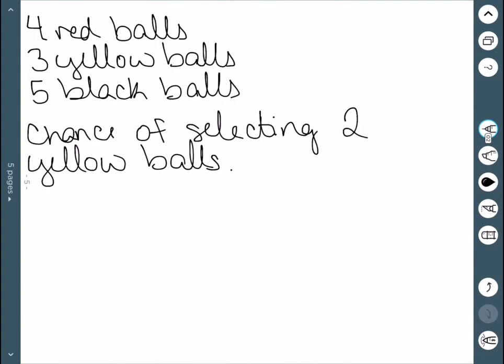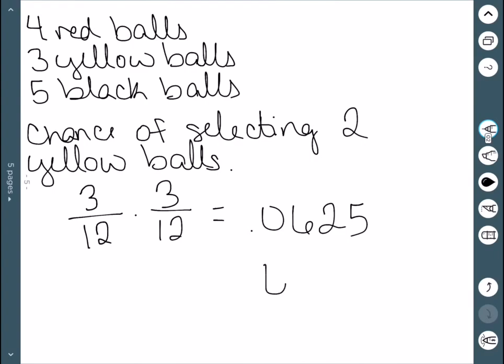Let's consider we have this bag that contains 4 red balls, 3 yellow balls, and 5 black balls. And we're going to draw them. Draw one, record its color, put it back in the bag, and draw a second one. We want to know the chance of selecting 2 yellow balls. Well, there are 3 yellow balls, and we have a total of 12 balls. And then for the second one, we still have a chance of 3 out of 12. Therefore, when we multiply these, we get 0.0625, or 6.25% chance.